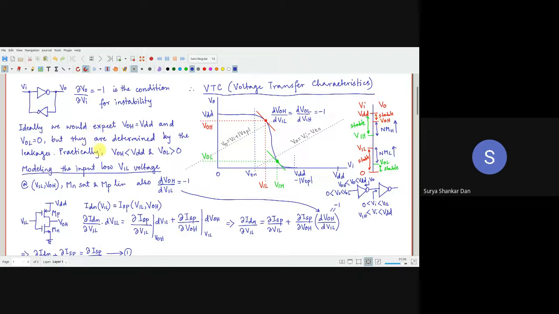But they are determined by the leakages. We will look into leakages later on in this course. But practically what happens, VOH is always less than VDD, as I have shown, okay? And VOL is greater than zero. Now if VOH moves more and more towards VDD and VOL moves more and more towards zero, your noise margin will increase. Another way to increase noise margin is you can bring VIH as low as possible, VIL as high as possible. How will you do that?